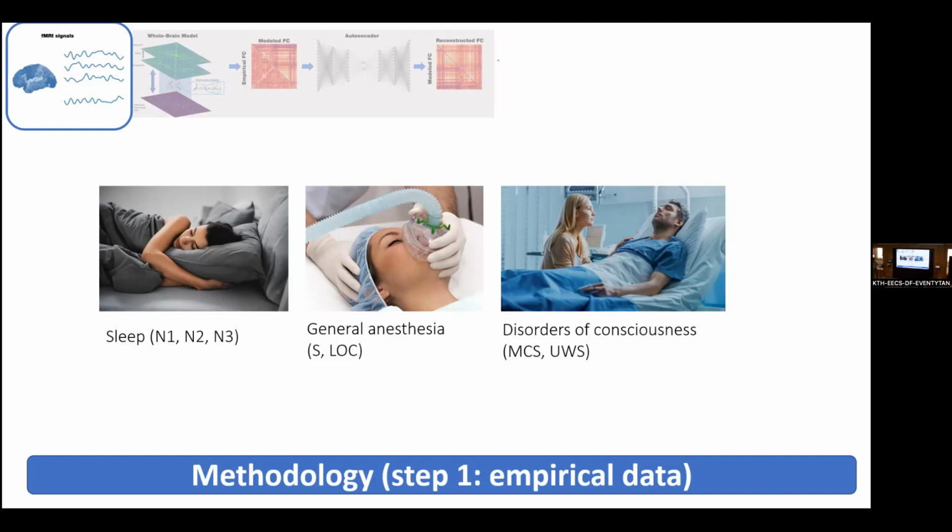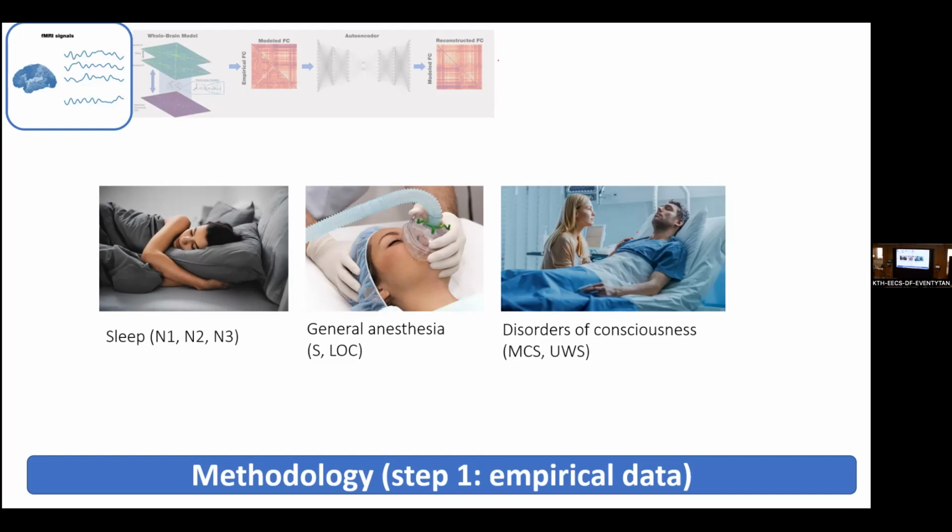Then we will work with anesthesia. We will work with two different levels of anesthesia: light anesthesia, which we call sedated, with S, and deep anesthesia, which is the loss of consciousness due to anesthesia. These states are reversible, but more stable, in the sense that if you perturb someone under anesthesia, you won't wake them up. This is because a medical doctor practices surgery with anesthesia, not with people sleeping.